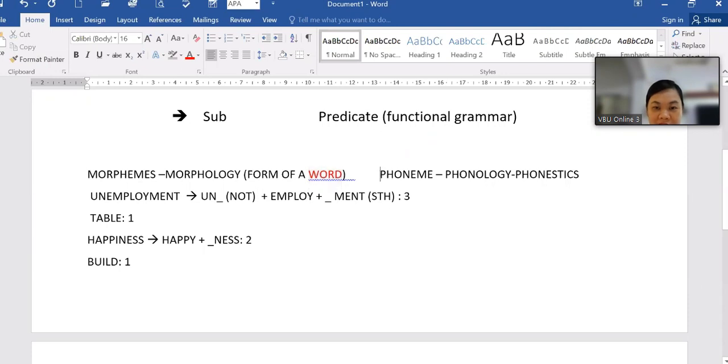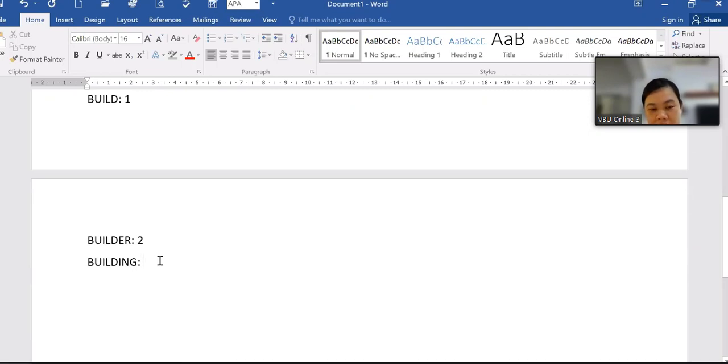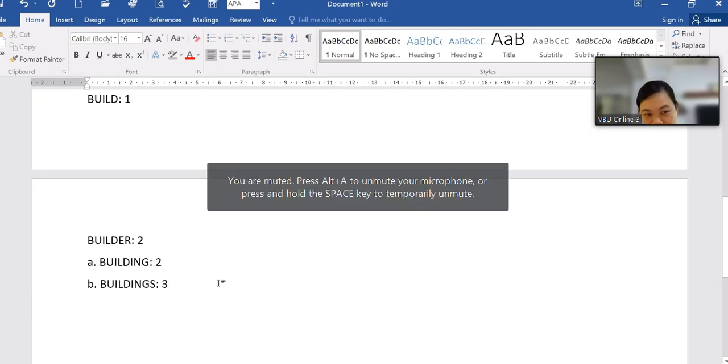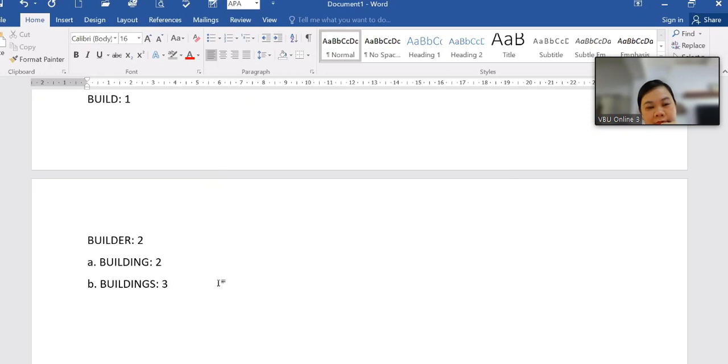So let's see the other subjects. Yeah, continue, please. So how many morphemes? Two, right? And how about this? Three. So yes. Now listen, please. I say word A and word B. What's the difference between the two words? Can you find out the differences between the two words A and B?